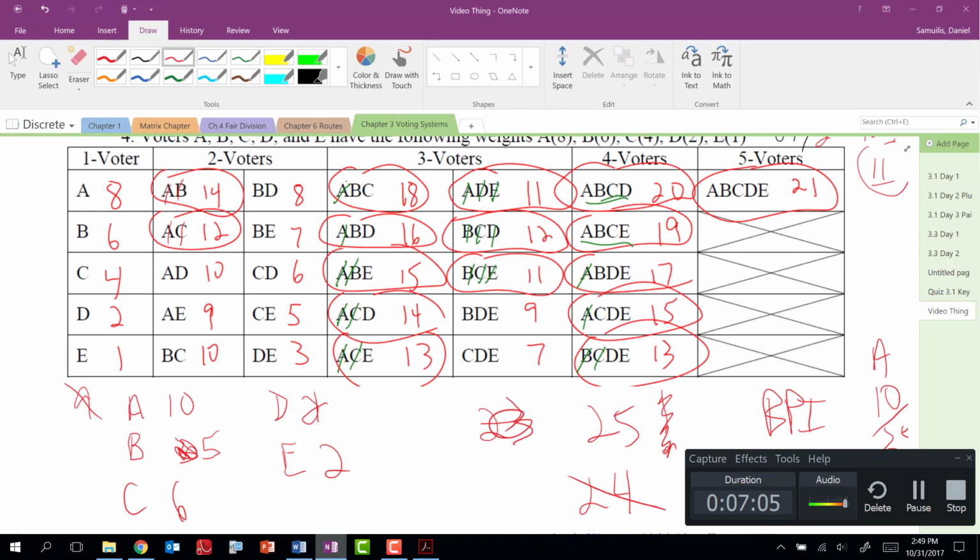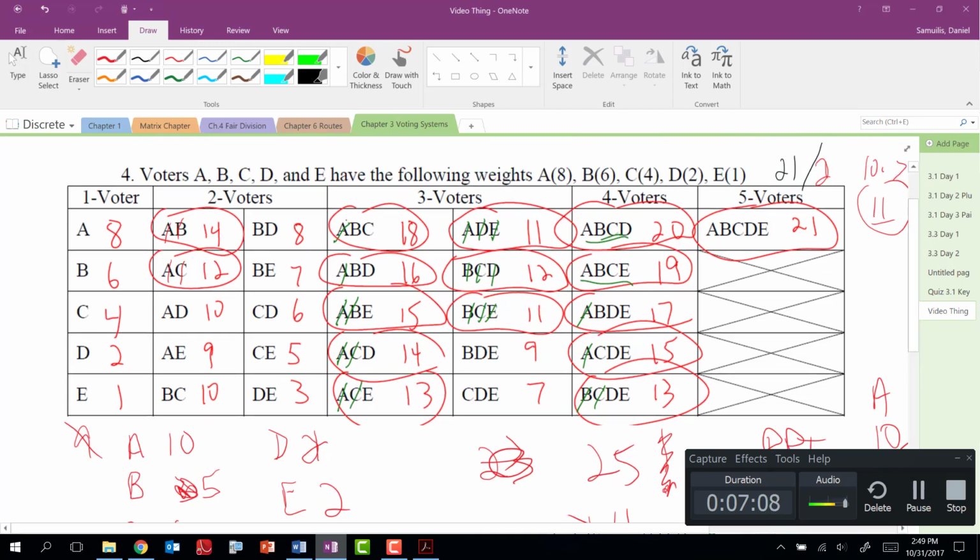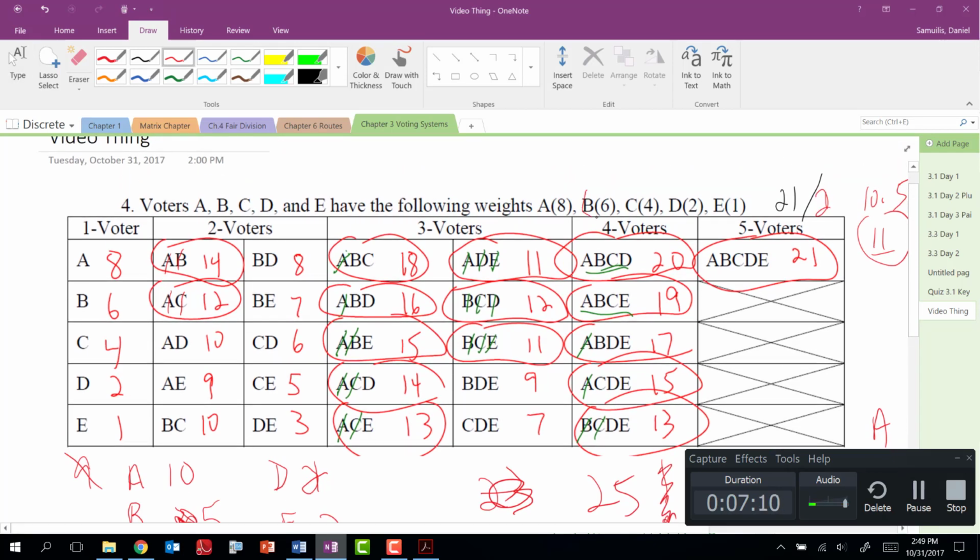I made a mistake on the original key. I apologize. And then after you get through how many times each voter is critical, the total is how you determine the BPI. Then you take their individual number of times they're critical, which is called the Banzhaf power, and divide it by that total. Boy, I'm really screwing up right now.